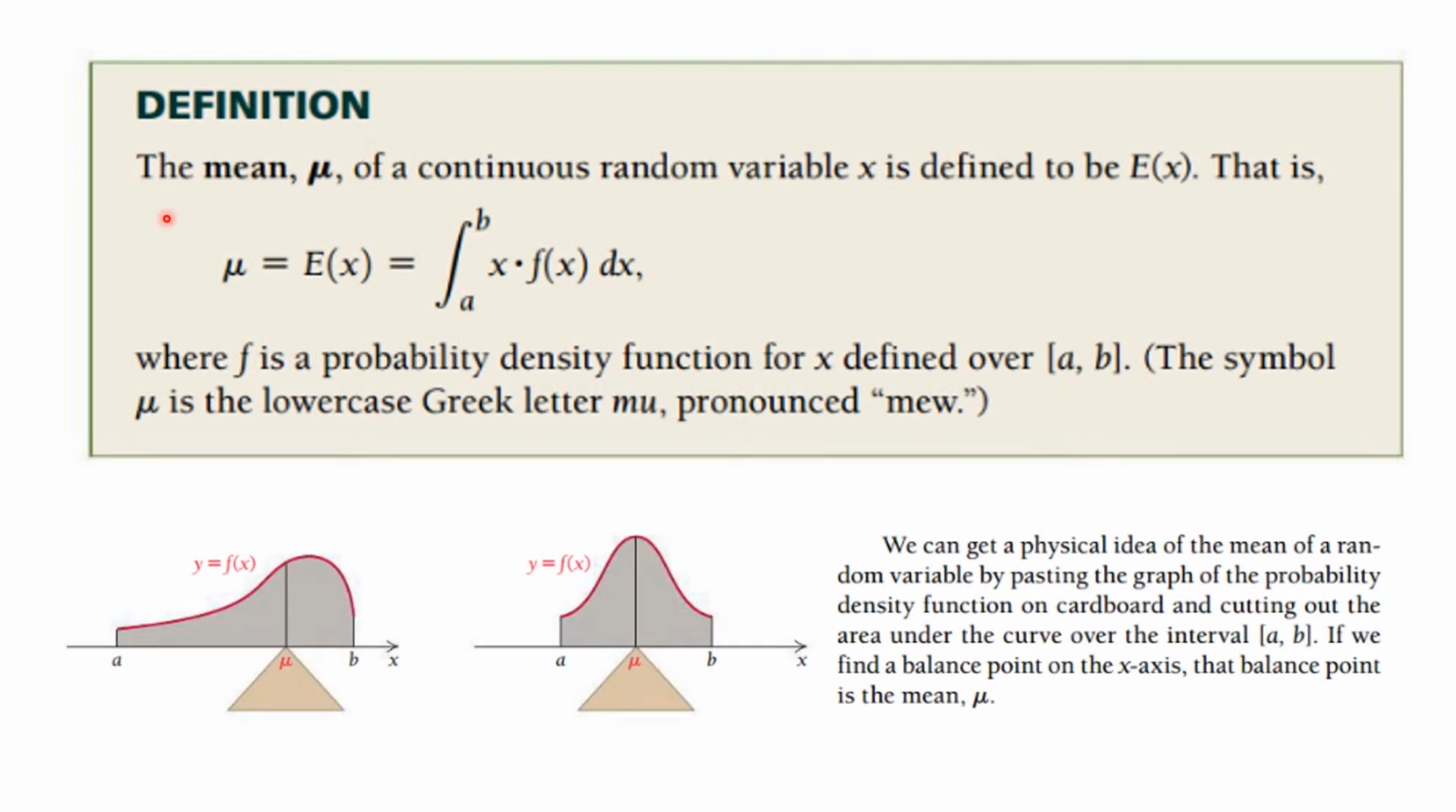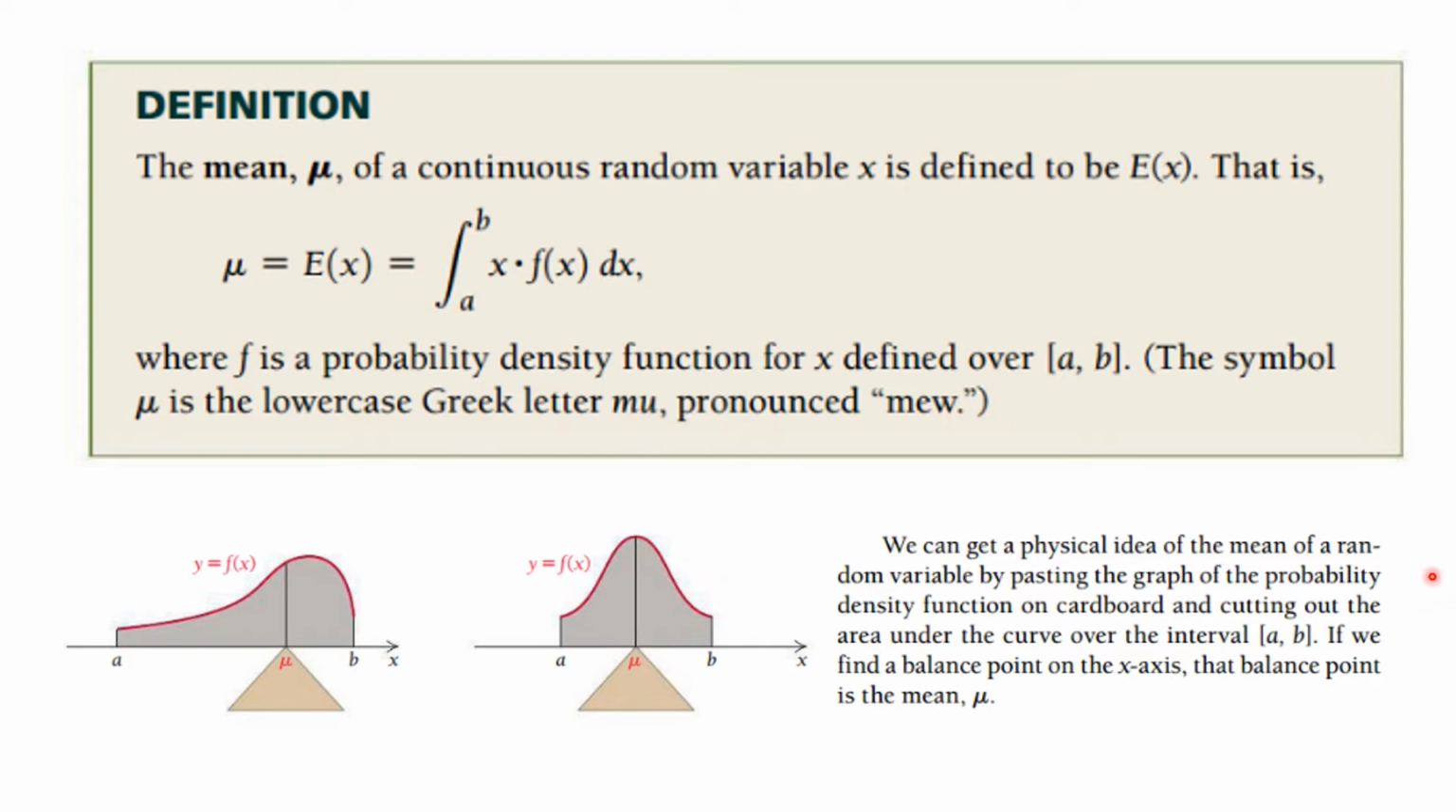We now define the mean, mu. This is the Greek letter mu, that is an m. The mean mu of a continuous random variable x is defined to be E of x. So mu is E of x. It's easier to write mu than E of x, that's why we do it. So mu is also the same as the expected value of x, which we learned before is the definite integral from a to b of x times f of x dx. And mu is, like we said, pronounced mu.